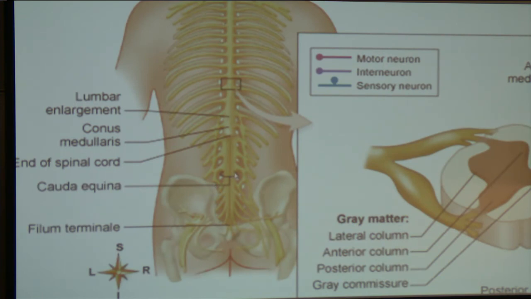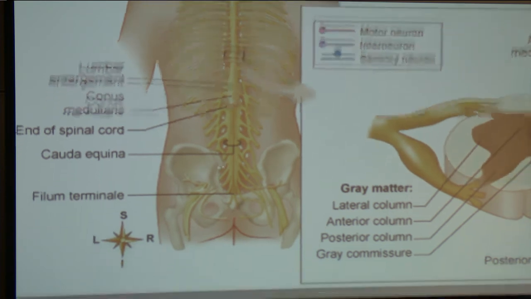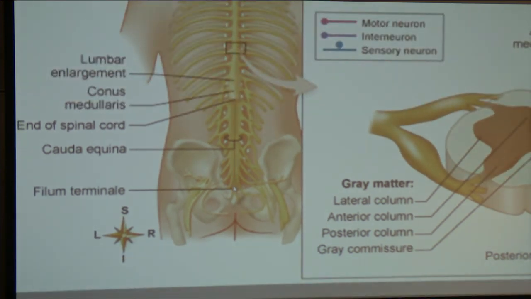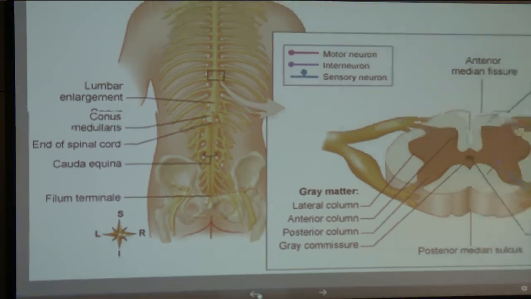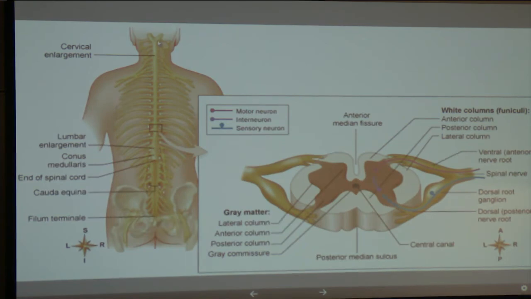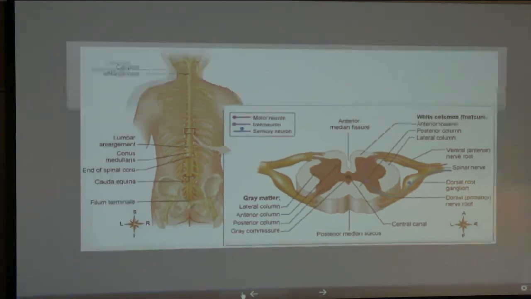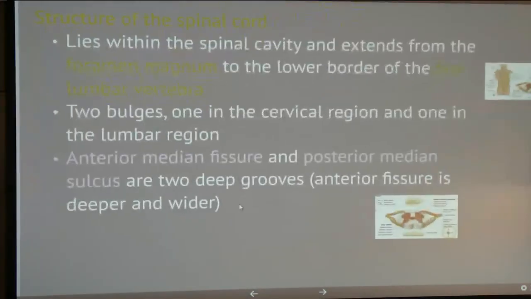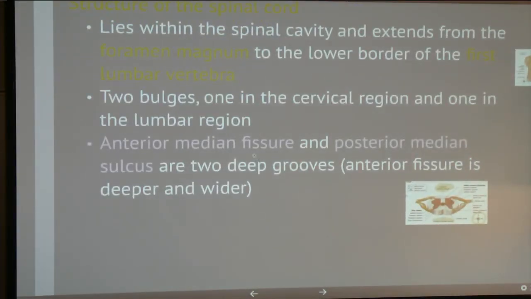Cauda equina, that's the horse's tail where everything frays. Conus medullaris, that's the cone-shaped distal end of the spinal cord around the first lumbar vertebrae. Filum terminale is that final distal piece of pia mater from around the spinal cord that blends in with the periosteum of the coccyx. And of course, it's going to begin up at the foramen magnum. And then this little bit just talks about the different parts of a spinal cord section.